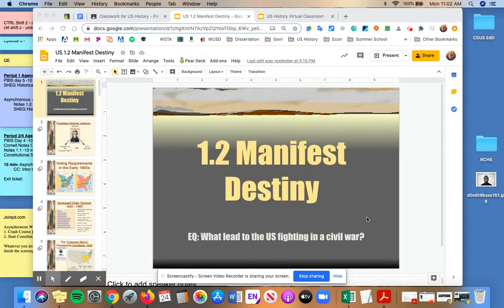So once again, you can either do this on a notebook page or on a Google document. Either way is fine. You do need to have a title. Our title is 1.2, Unit 1, this is our second set of notes, Manifest Destiny. And your essential question: what led to the United States fighting in a civil war?